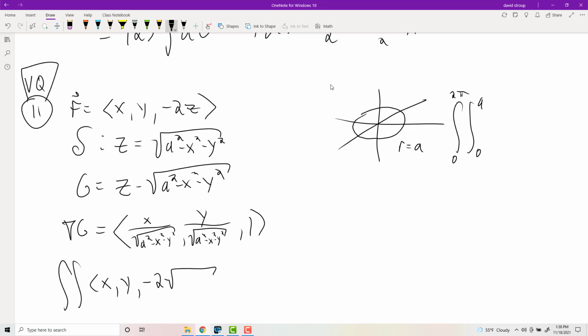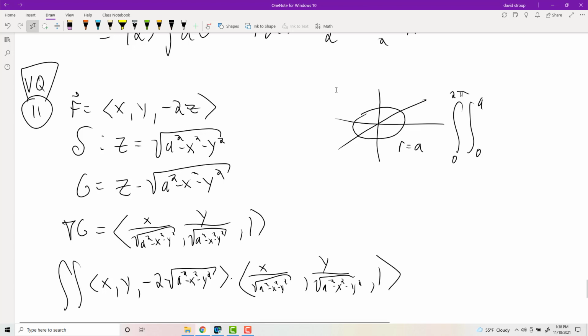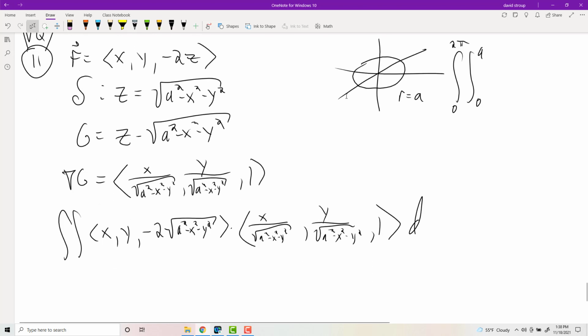So I have to rewrite z as the square root of a squared minus x squared minus y squared, which I'm doing right there. That's the part of the dot product I screwed up in the last problem. Okay, so here am I going? That's the gradient, which is really just the numerator of the normal vector. The denominator would cancel out with the ds portion of your integral.